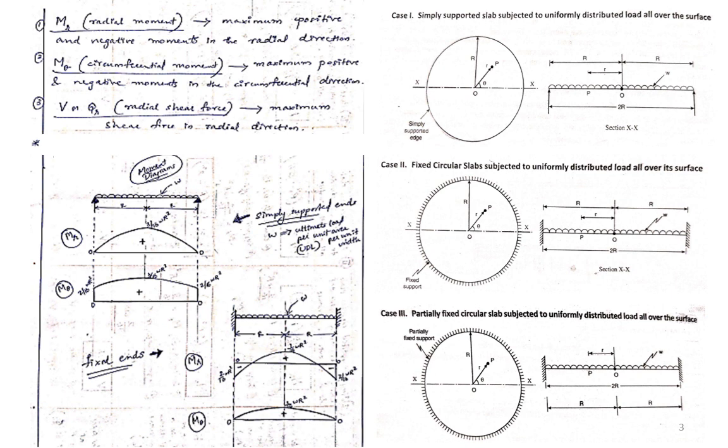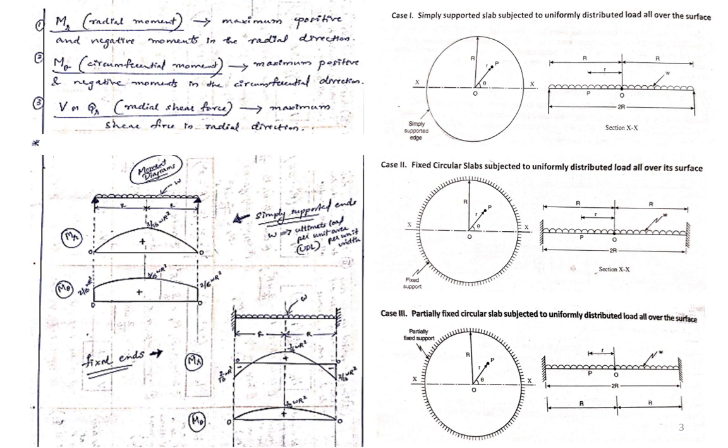So this is simply represented to show the simply supported condition, and it is loaded with a UDL of W. Okay, so in this case, what are the moments and shear force coming, and also if we are giving some fixity on the edges, what will be the difference? And if it is partially fixed, again the same notation is given, but it is a partially fixed support, and what is the difference in all these radial moment, circumferential moment, and shear force? Okay, so this is the case for simply supported ends.